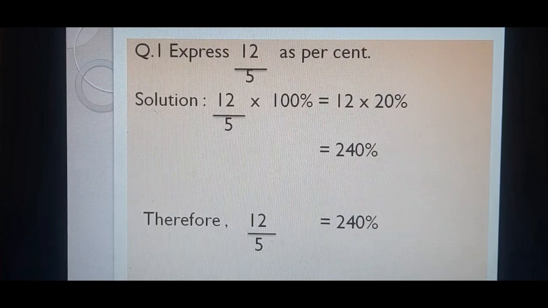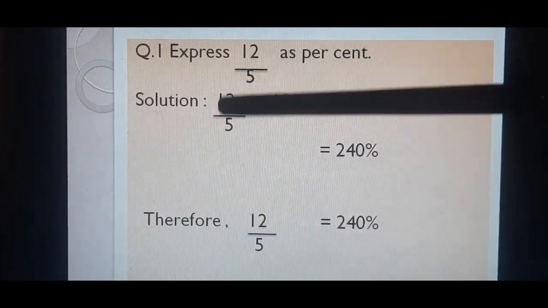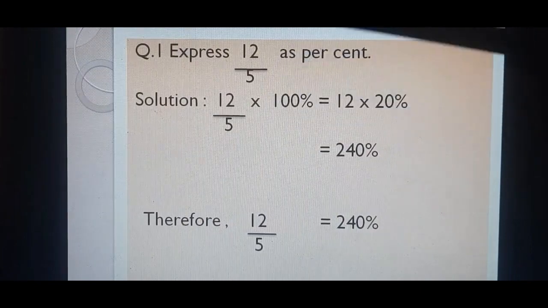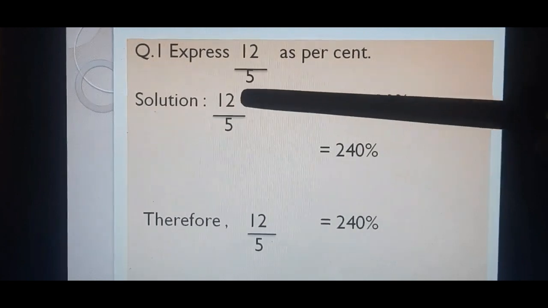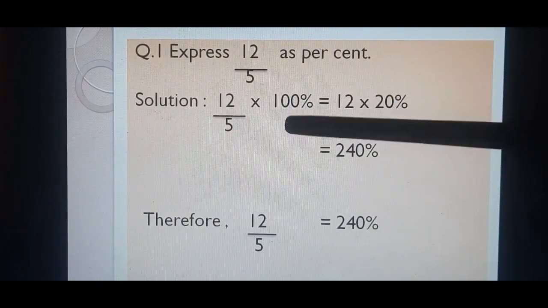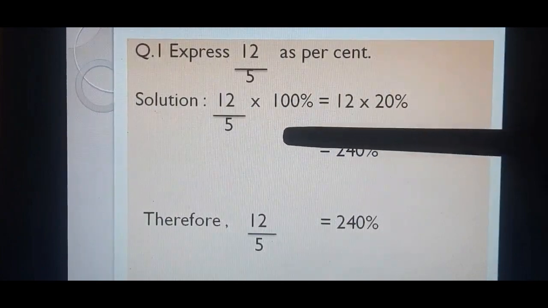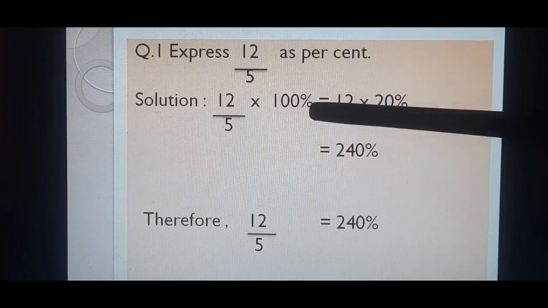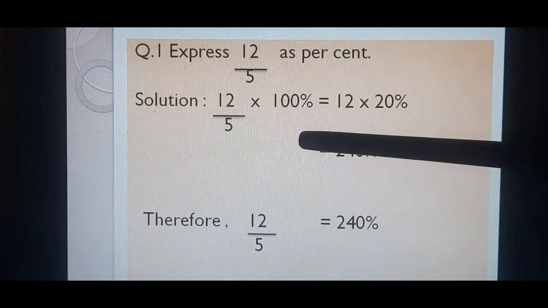Now we will do the questions based on the percentage. First question. Express 12 upon 5 as percent. 12 upon 5 we have to express as percent. Percent means per 100. So we will write down 12 upon 5 multiply by 100 upon 100. And you know that if we are writing 100 as a denominator, it will become percentage, because percent means per 100. So 12 upon 5 multiply by 100%.